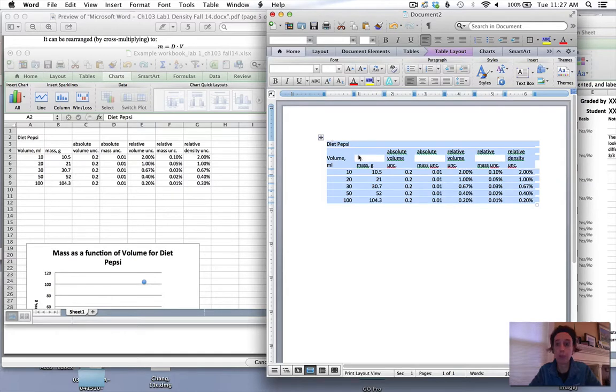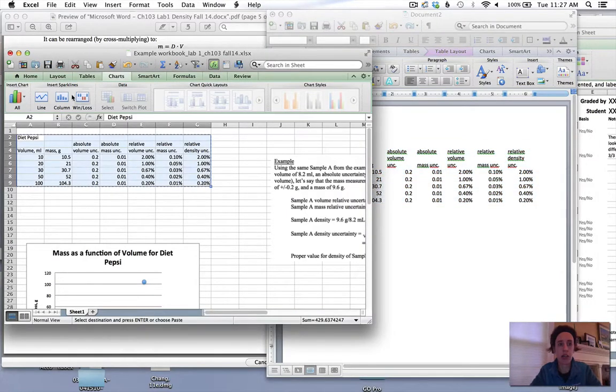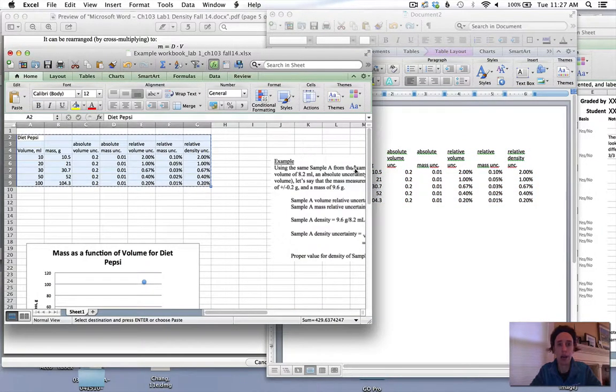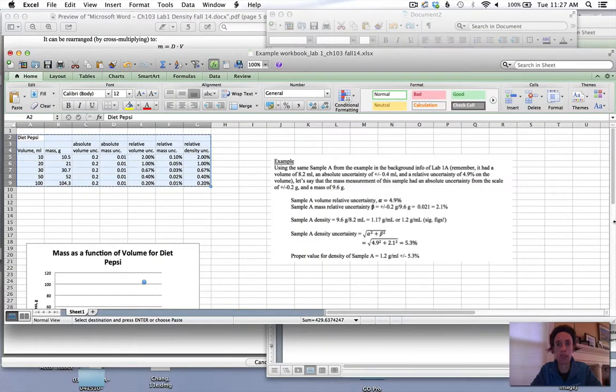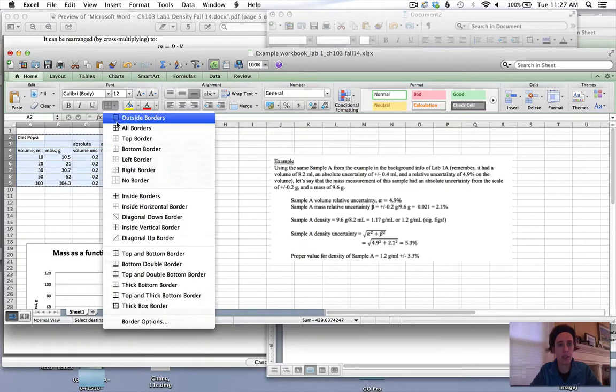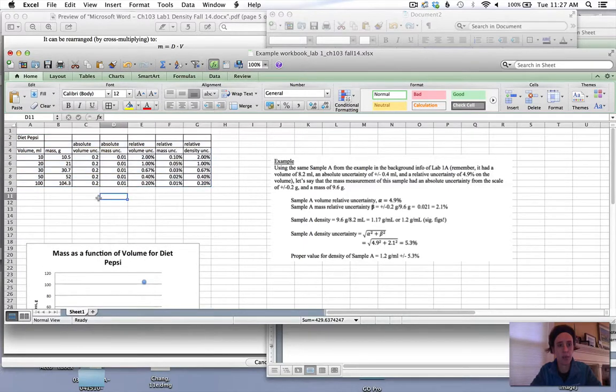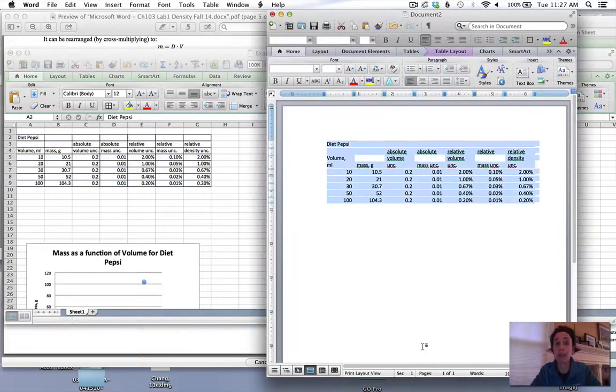So if you want the grid lines on this, I usually do that in Excel and then copy and paste it over. If I make that bigger, I can see my grid lines here. That gives you your grid lines, and then you can copy and paste it into Word and reformat if necessary.